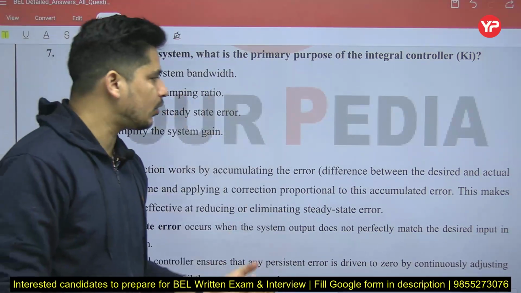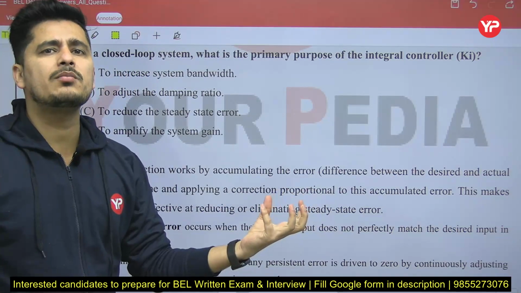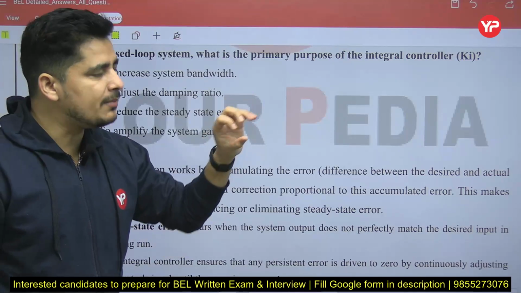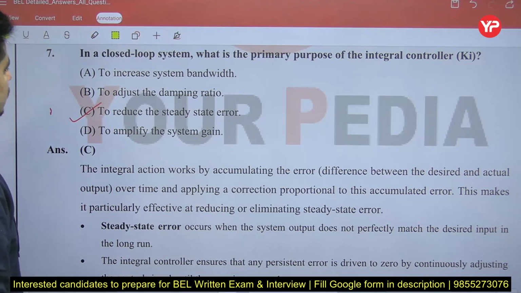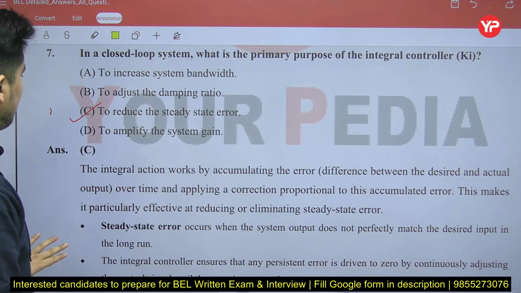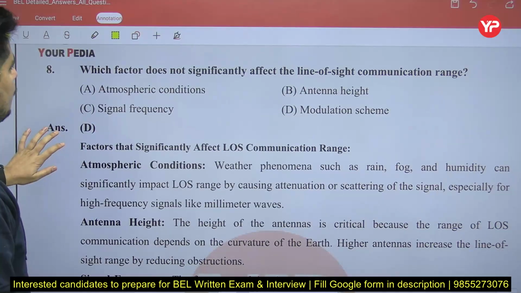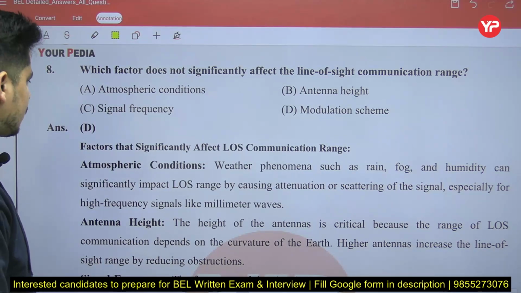So the integral controller will affect your steady state behavior. Steady state behavior means steady state error, right? So it will minimize the steady state error. It will reduce the steady state error. Answer, what will be the answer? Answer will be C, right? Next one. Which factor does not significantly affect the line of sight communication?